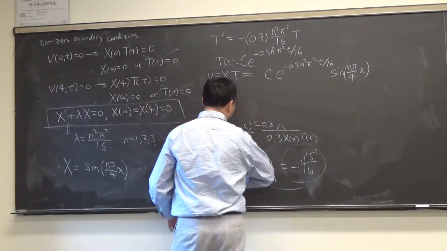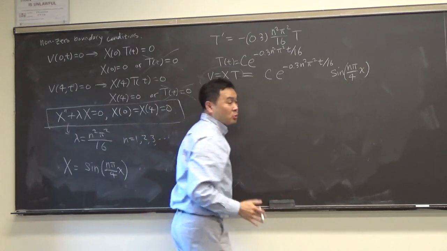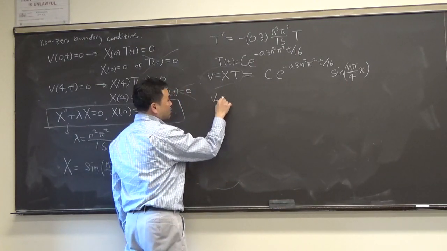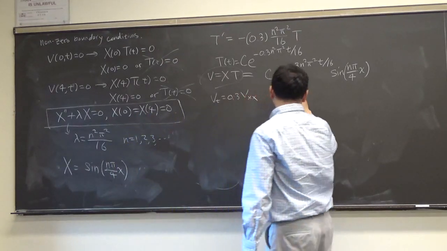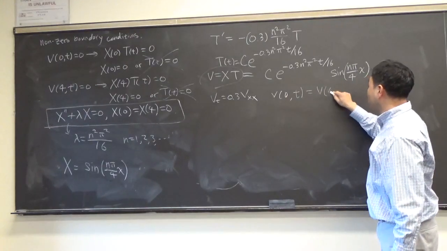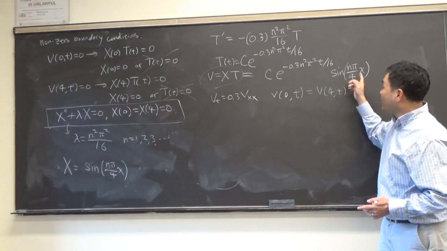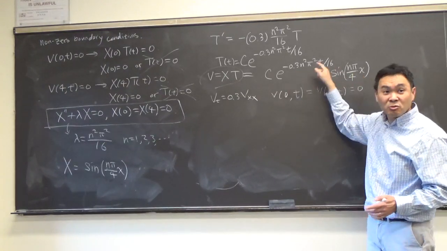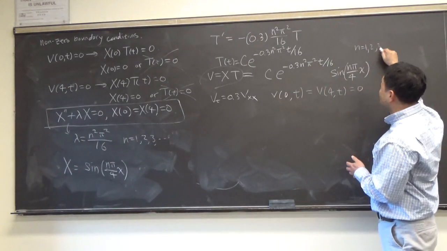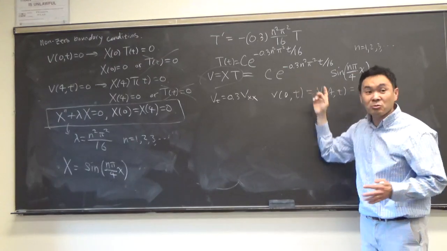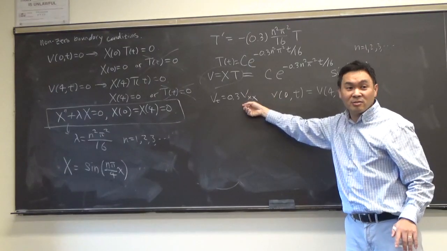All right, so what does this achieve? Well, here's what we achieved. This function here will satisfy the heat equation, Vt equals 0.3 Vxx, and also the two endpoints, V of 0, t and V of 4, t equals 0. But not only that, this is not just a single solution, this is infinitely many solutions, because n can be 1, 2, 3, and so on. So there are infinitely many solutions, and you can take any two of those and add them up. It will still satisfy this, it will still satisfy that.